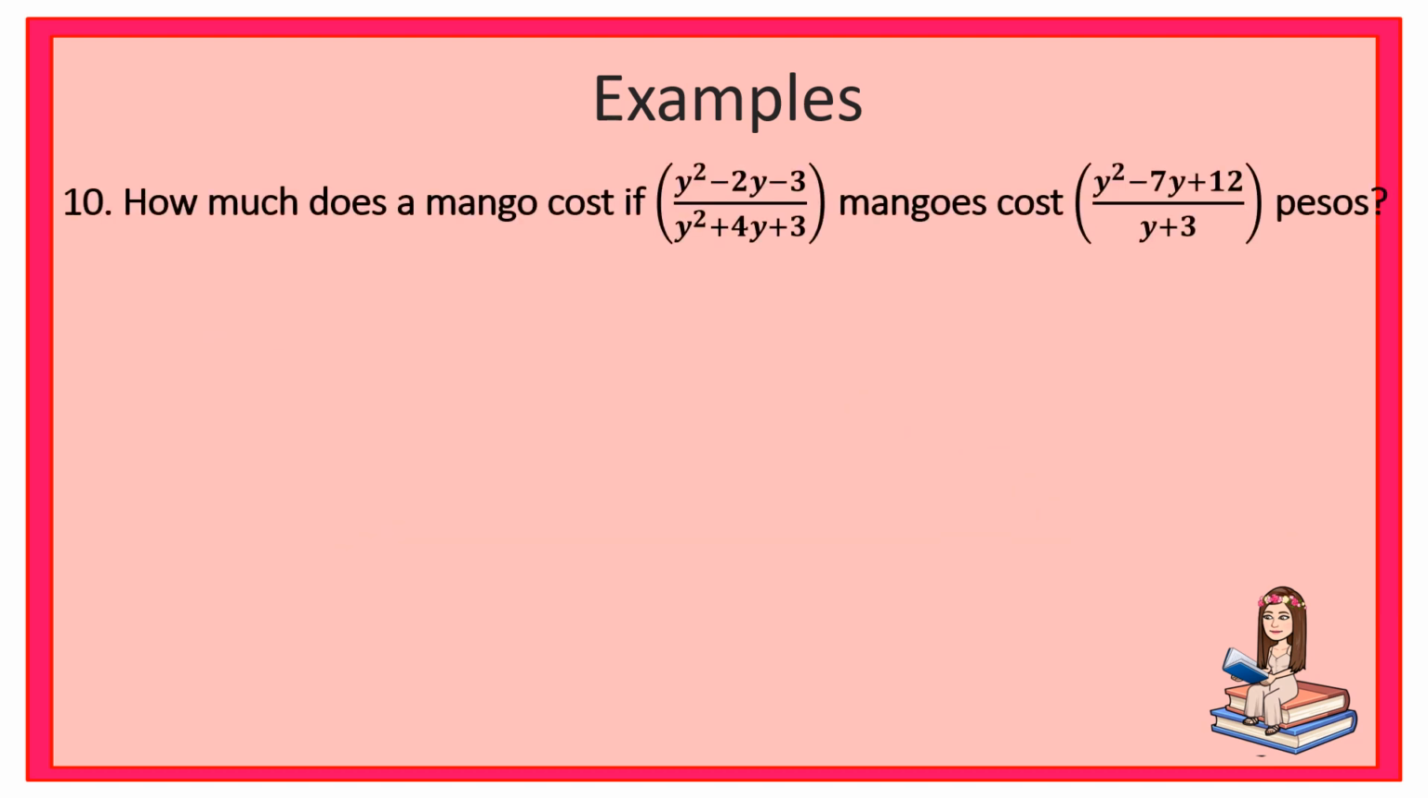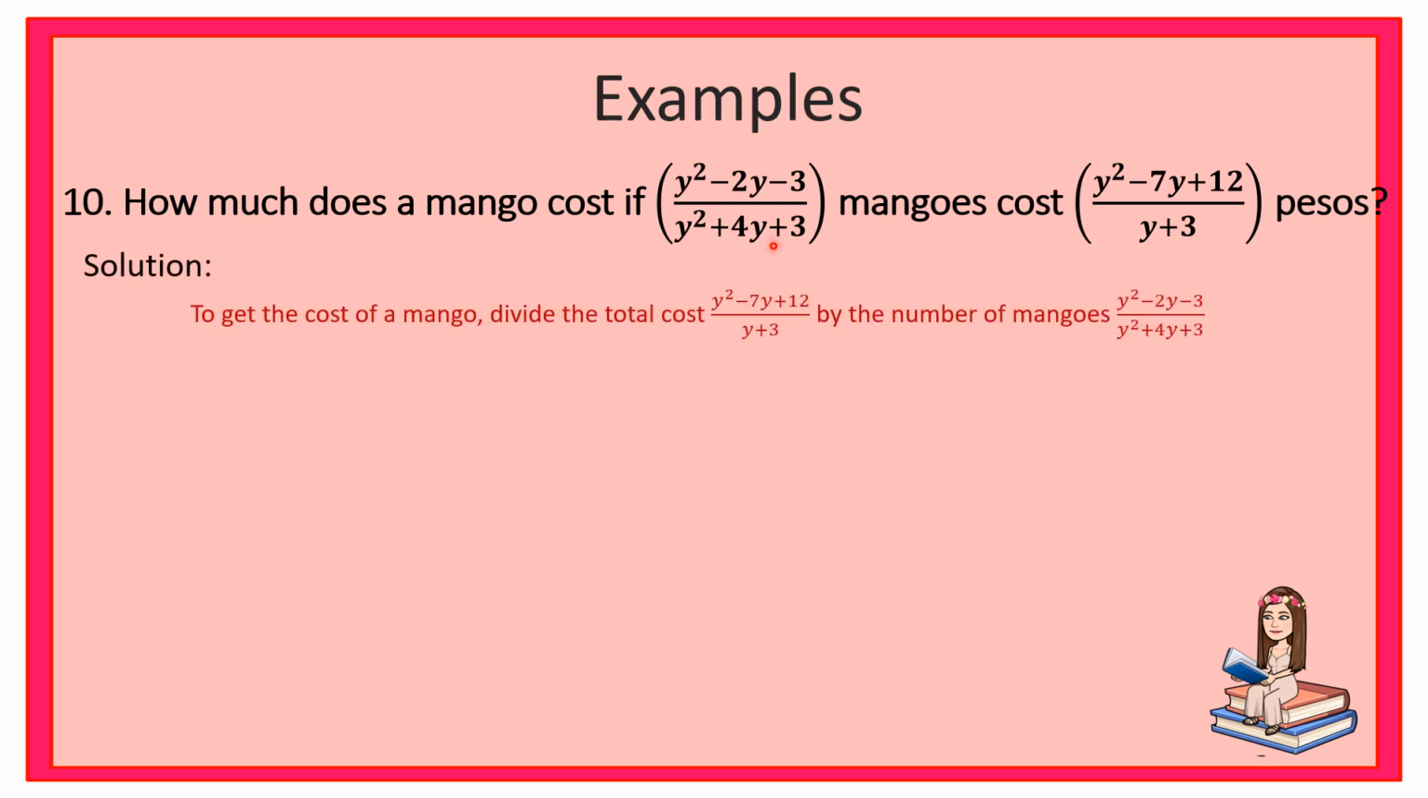Proceed with our last example. How much does a mango cost if this mangoes cost this pesos? Ibahin ulit natin yung given. Magkano ang isang mangga kung ang 3 mangga ay nagkakahalaga ng 75 pesos? Tama, 25 pesos. Kasi, di ba, yung amount ng binayaran mo divided by yung bilang ng mangga. So, ganun pa rin yung gagawin natin. To get the cost of a mango, you divide the total cost by the number of mangoes.